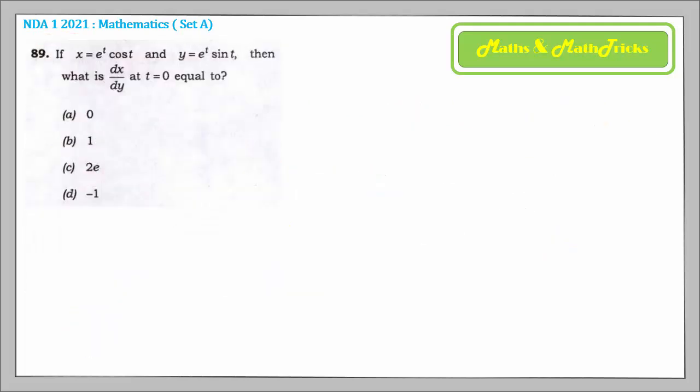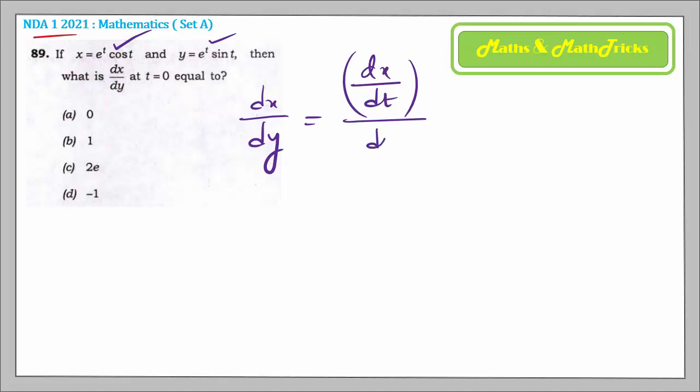Alright, coming on to the next question, part of the NDA 1 2021 exam only. In this question, you have x as a function of t, y as a function of t, and they ask you the derivative of x with respect to y at t equals 0. So you know that the derivative of x with respect to y is equal to the derivative of x with respect to t whole divided by the derivative of y with respect to t, because x and y are functions of t, and then they are connected as x as a function of y, or you can say y as a function of x. Now we want the derivative of x with respect to y. So we will write in the numerator the derivative of x with respect to t, divided by the derivative of y with respect to t.